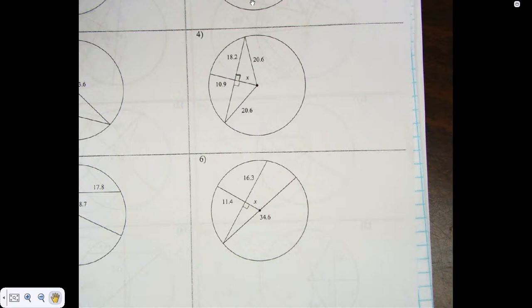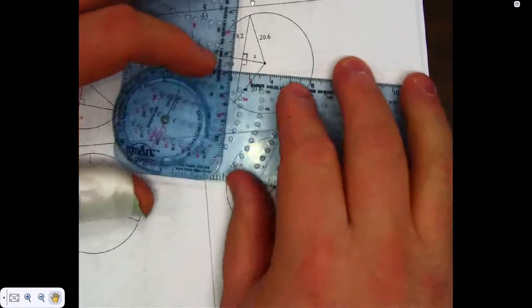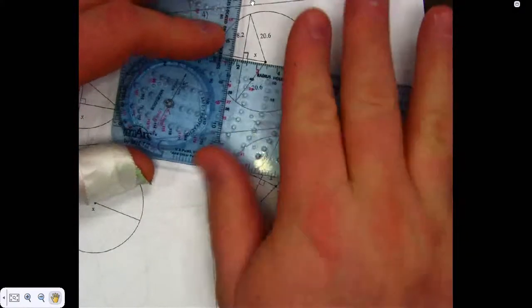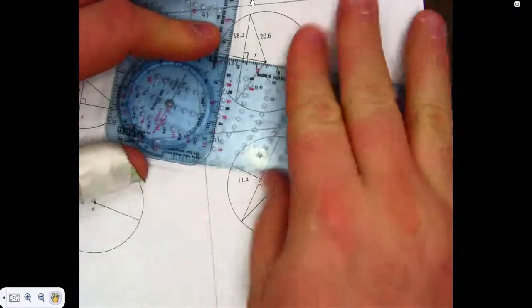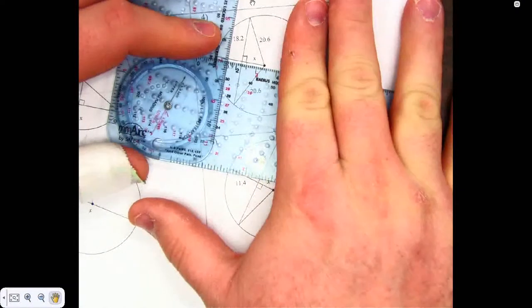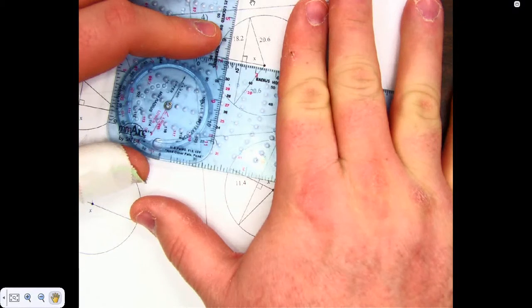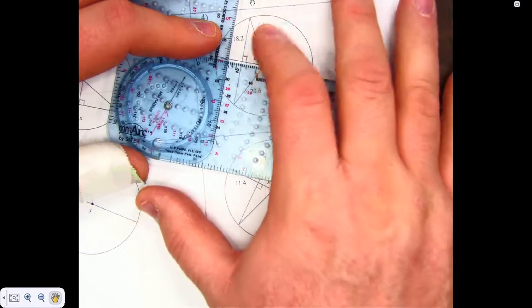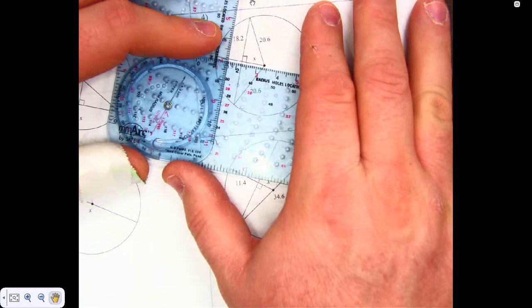If you cover everything else up about this problem, what kind of problem is that? It's a right triangle where they gave you what? 2 of the 3 sides. Do you know how to find the third? Use what? Right. Pythagorean theorem. Which one's your hypotenuse? 20.6. And these are your 2 legs. So x squared plus 18.2 squared is equal to 20.6 squared. Okay?